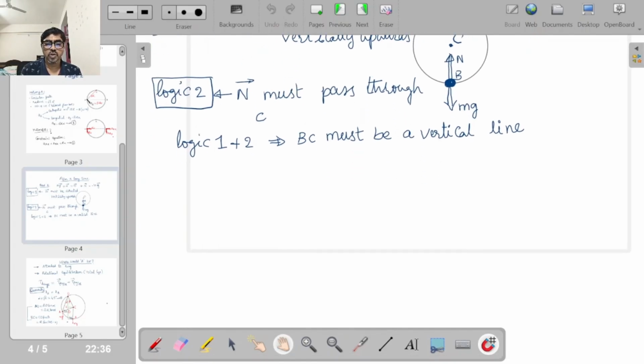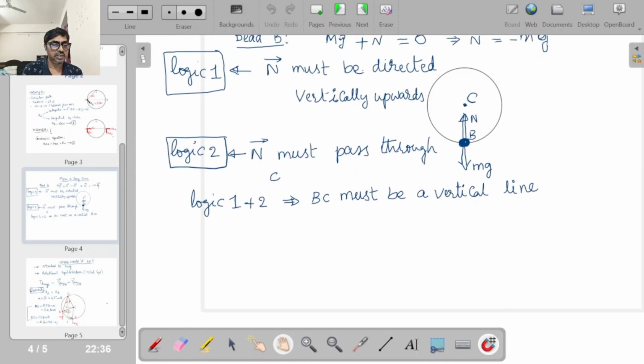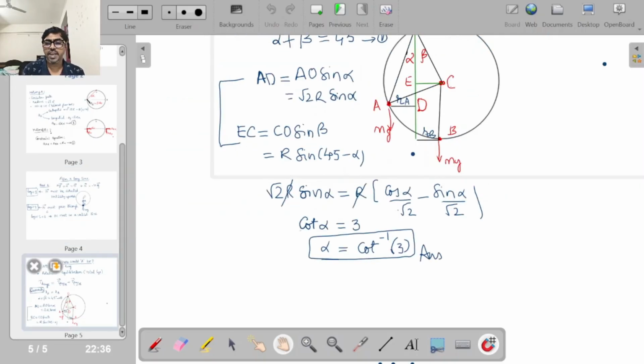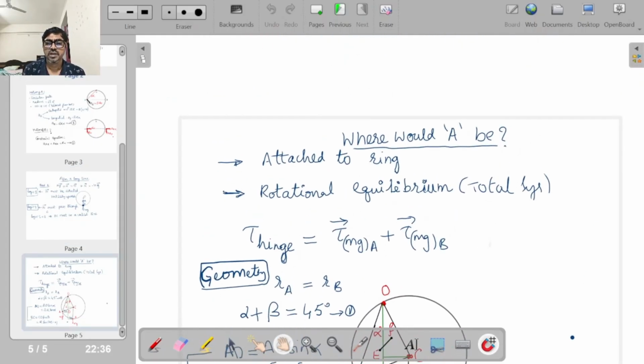Now let's go about A. I think I have taken another slide for it. A, where should A be? A is attached to the ring, it can be anywhere, need not go down only. It has a complicated contact force between the ring and the bead A. So we cannot just focus only on horizontal force or vertical force or normal force there.